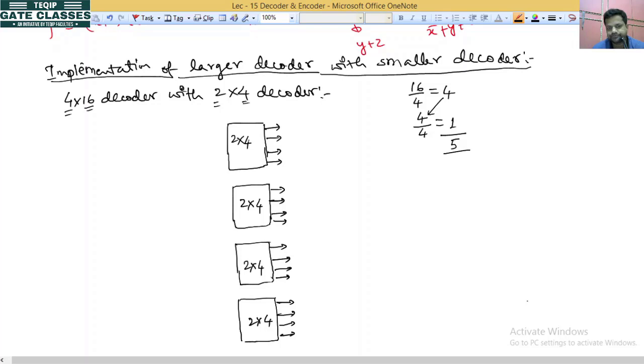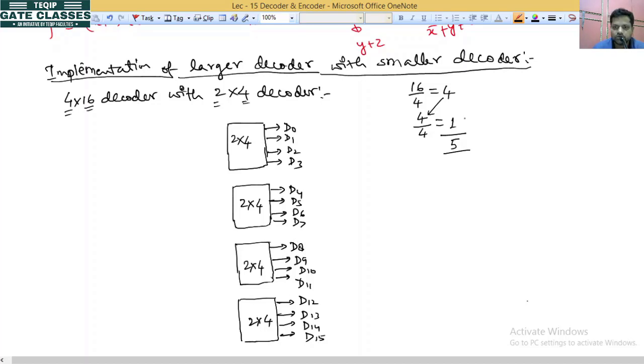Now, what will be the value of this? If you use a 4x16 decoder, then the output will be from D0 to D15. So it will be D0, D1, D2, D3, D4, D5, D6, D7, D8, D9, D10, D11, D12, D13, D14 and D15. So we have D0 to D15 outputs here, okay na?